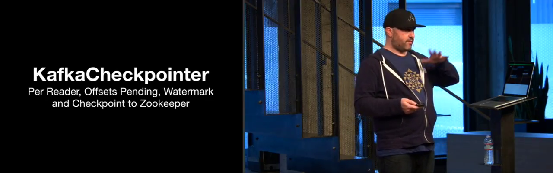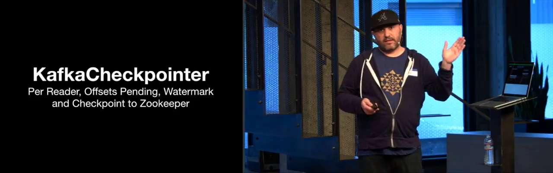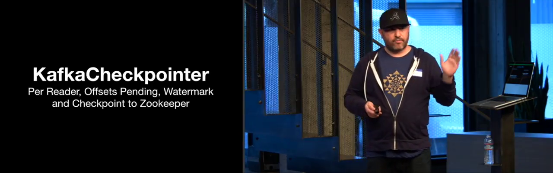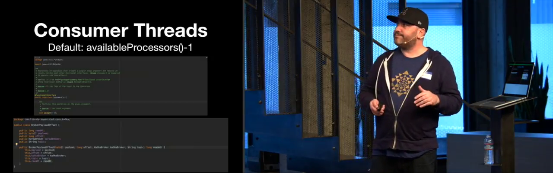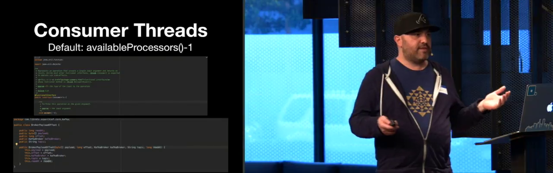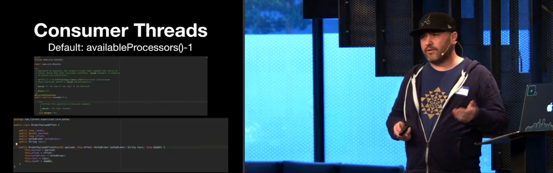When I say watermark, I mean Kafka offset, like where I am in Kafka, the lowest, as well as the highest of the last thing that I've read. And it checkpoints all this sort of state to Zookeeper for you. And then past that, the readers, basically, they just pass data to consumer threads. You don't have to use this, but it's part of the library.